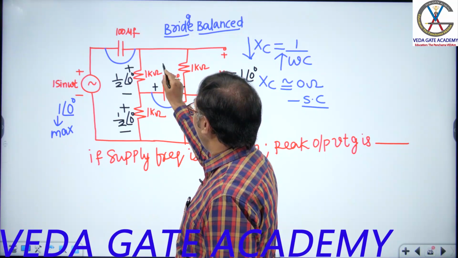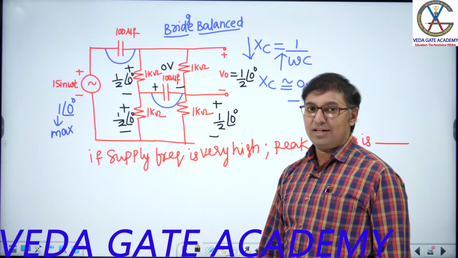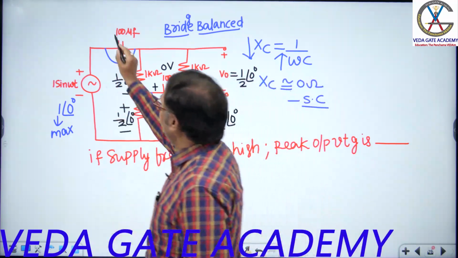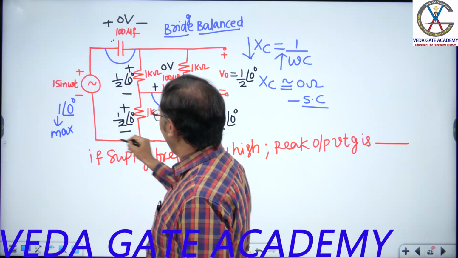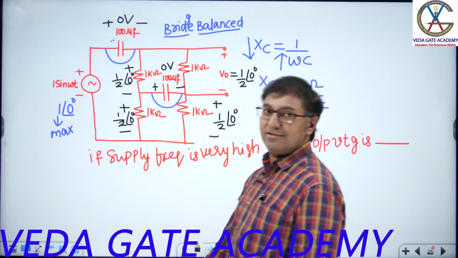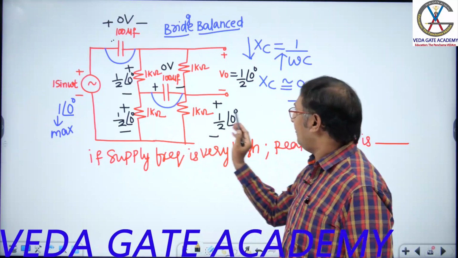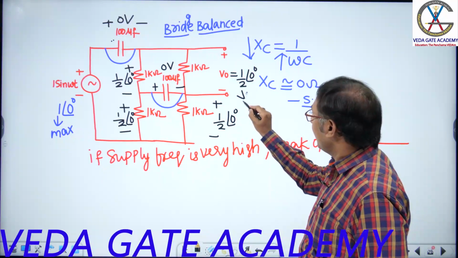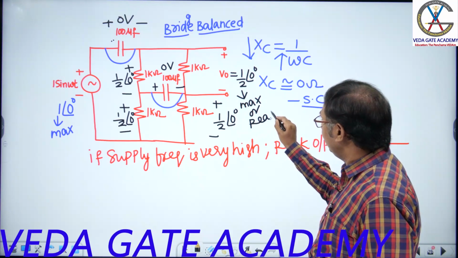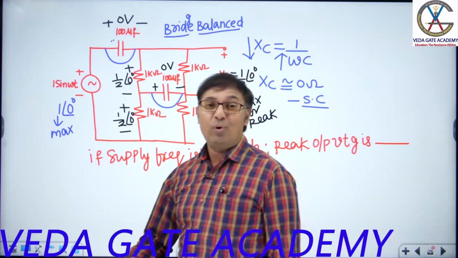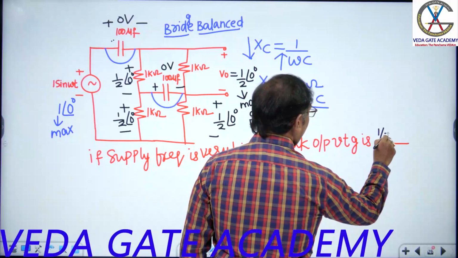If you ask me what is the voltage across this capacitor, 0 volts. Across this capacitor also 0 volts, because plus 1 minus half, 0 volts. Here half, here half, here half, here half. Maximum or peak value are both the same. He is asking for this. What is the peak output voltage? Half volt.